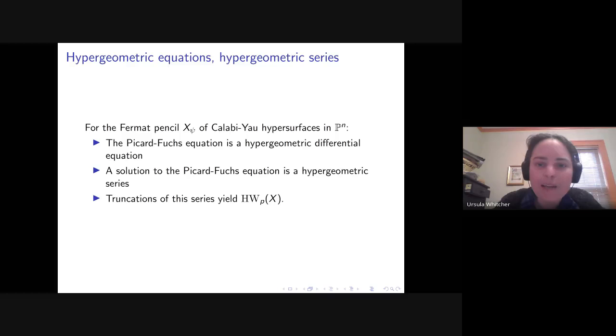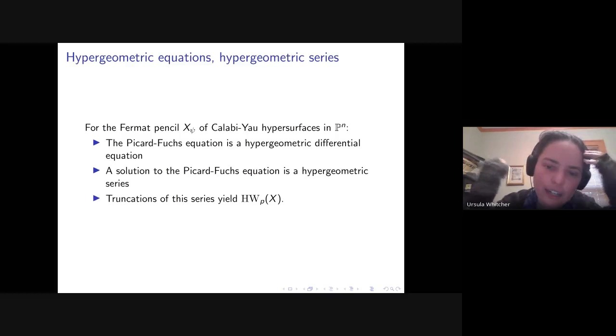But in fact, that hypergeometric series corresponds to the Picard-Fuchs equation. The Picard-Fuchs equation is a hypergeometric differential equation. Its solution is a hypergeometric series, and truncations of this series are going to exactly give you the Hasse-Witt matrix, or the Hasse-Witt invariant.